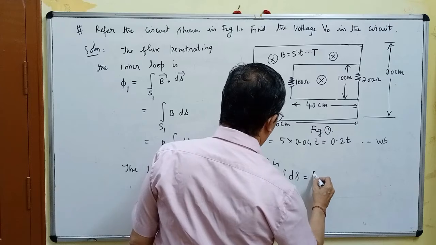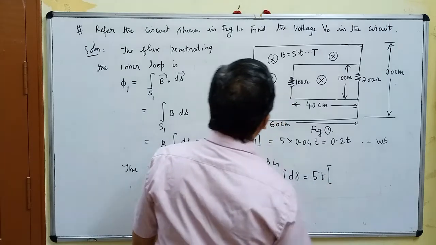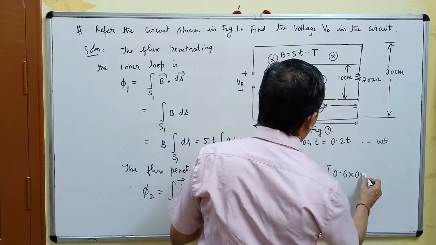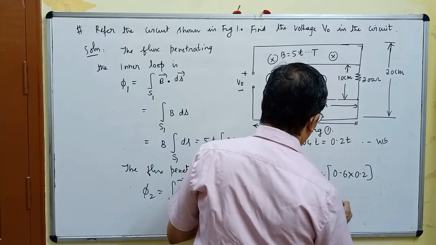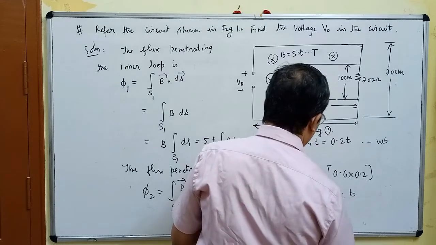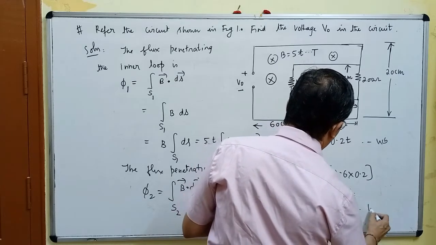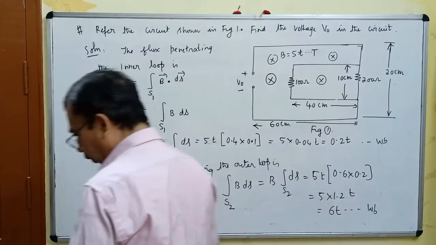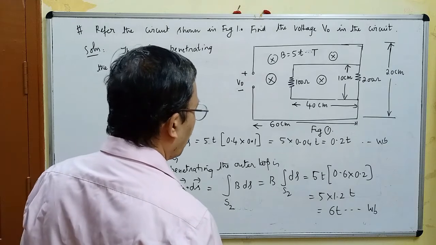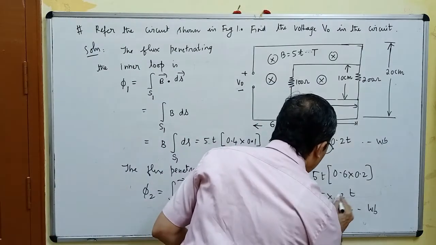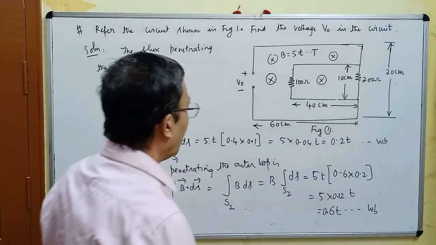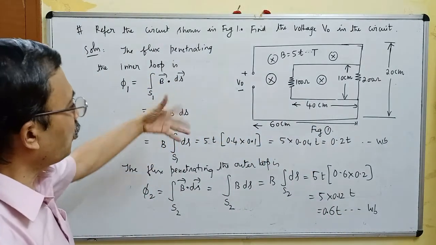So this B is what? B is 5t into, what is the area of the outer rectangular loop? 0.6 into 0.2, which is 0.12. So phi 2 is 0.6t Webers. So this is how we find the flux penetrating the outer and inner loops.